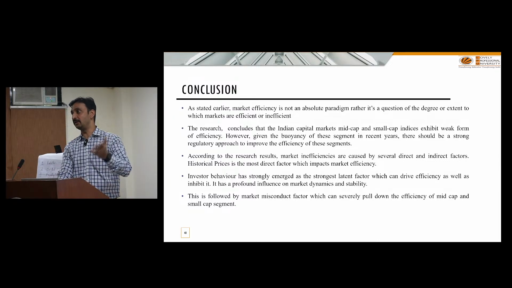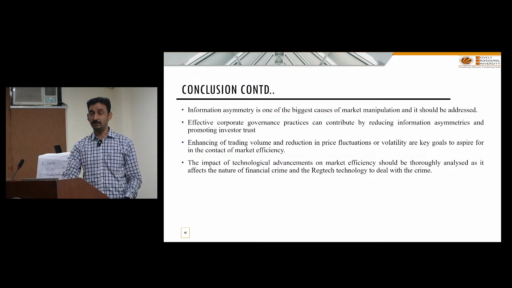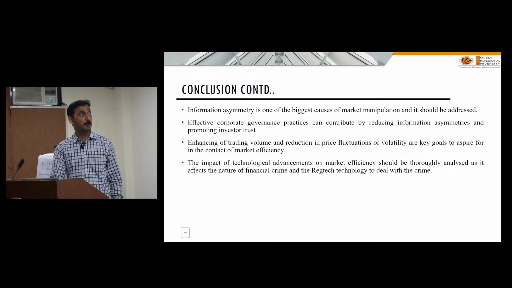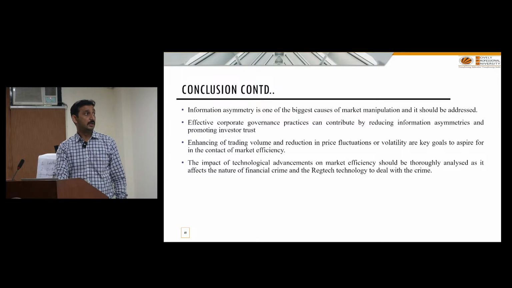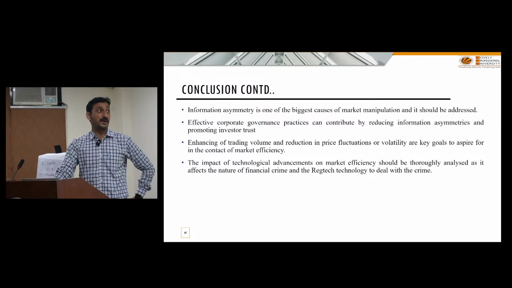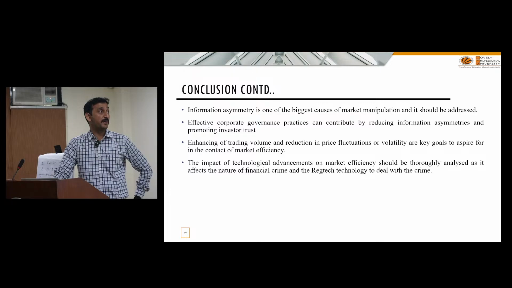Information asymmetry, I have given the example of nanotechnology. So there is information asymmetry. Effective corporate governance practices can contribute by reducing information asymmetries and promoting investor trust. Enhancing trading volume and reducing price fluctuation and volatility is the key goal to inspire the implication.